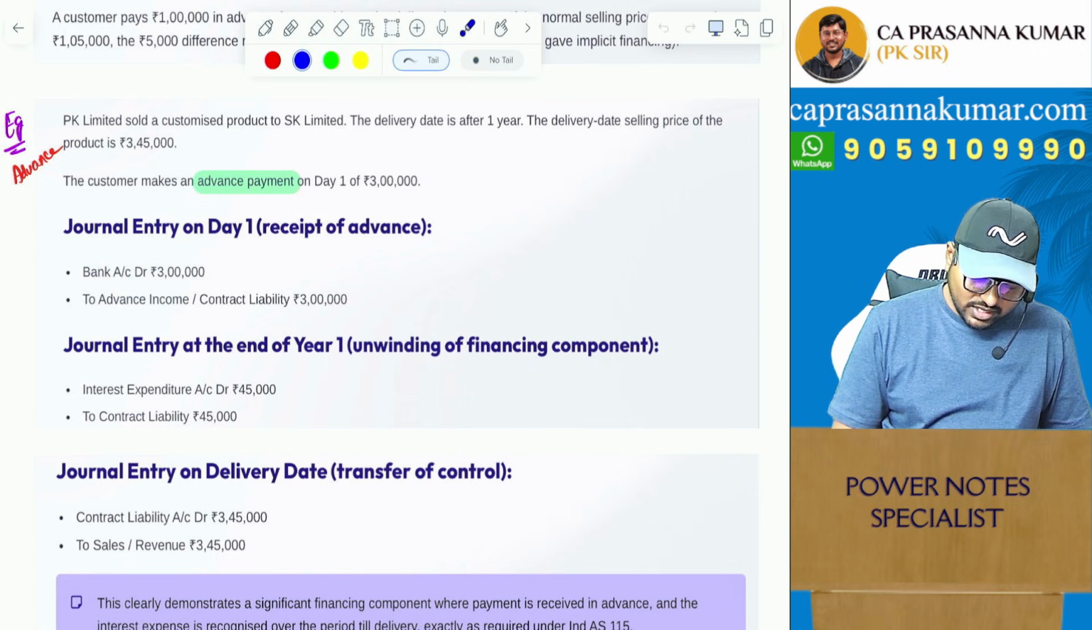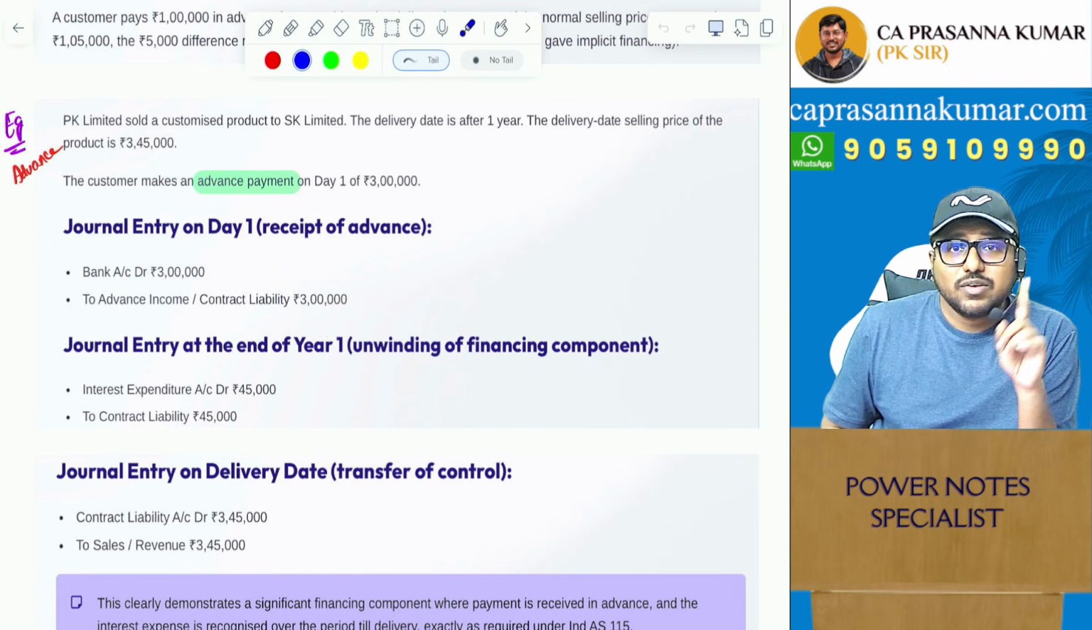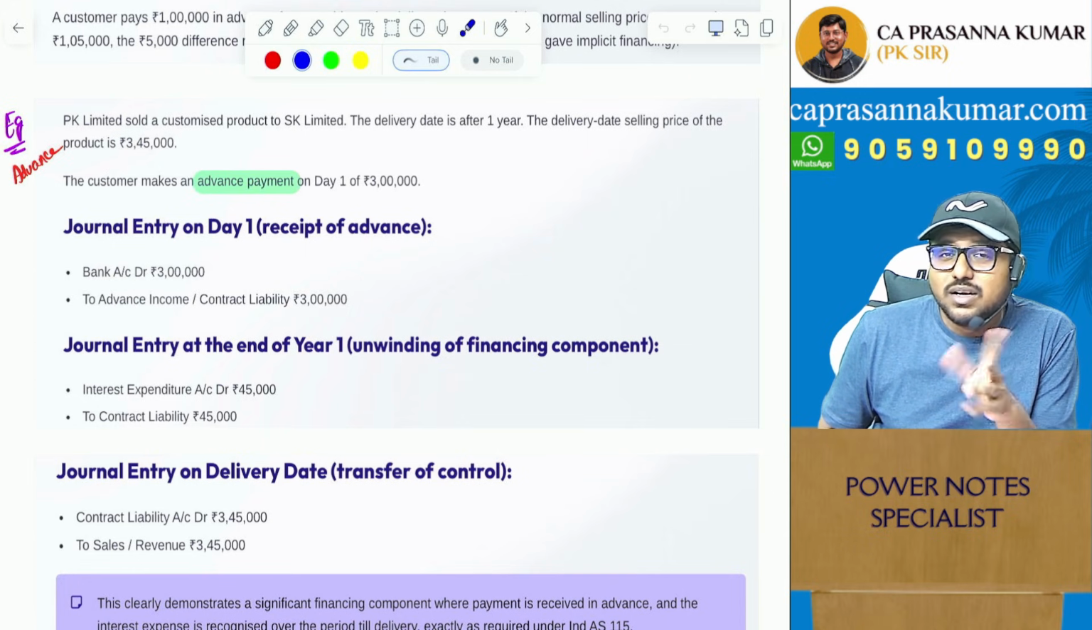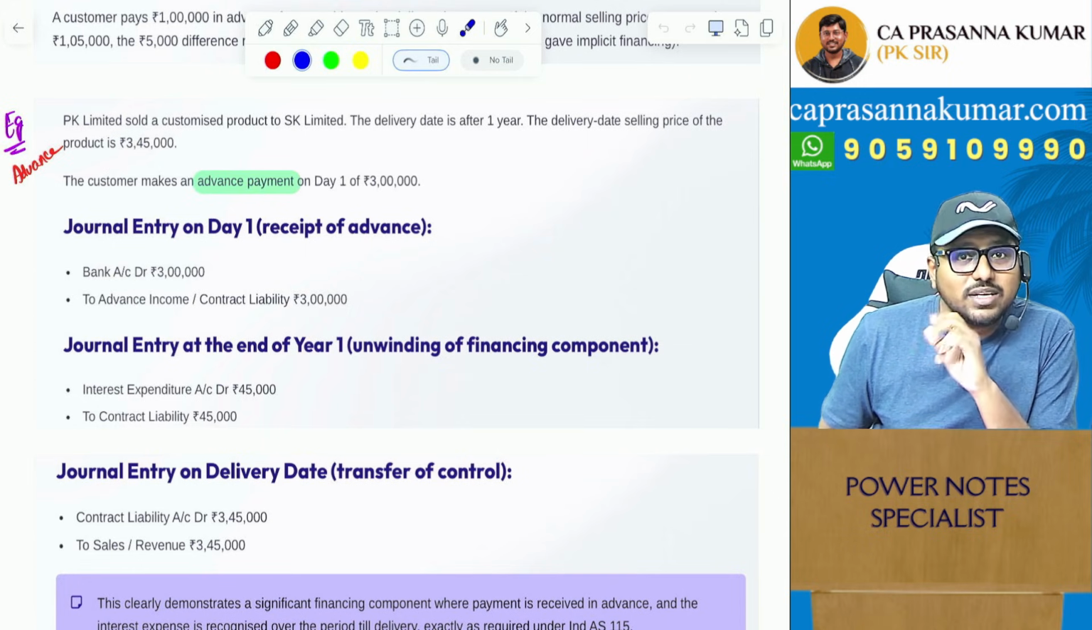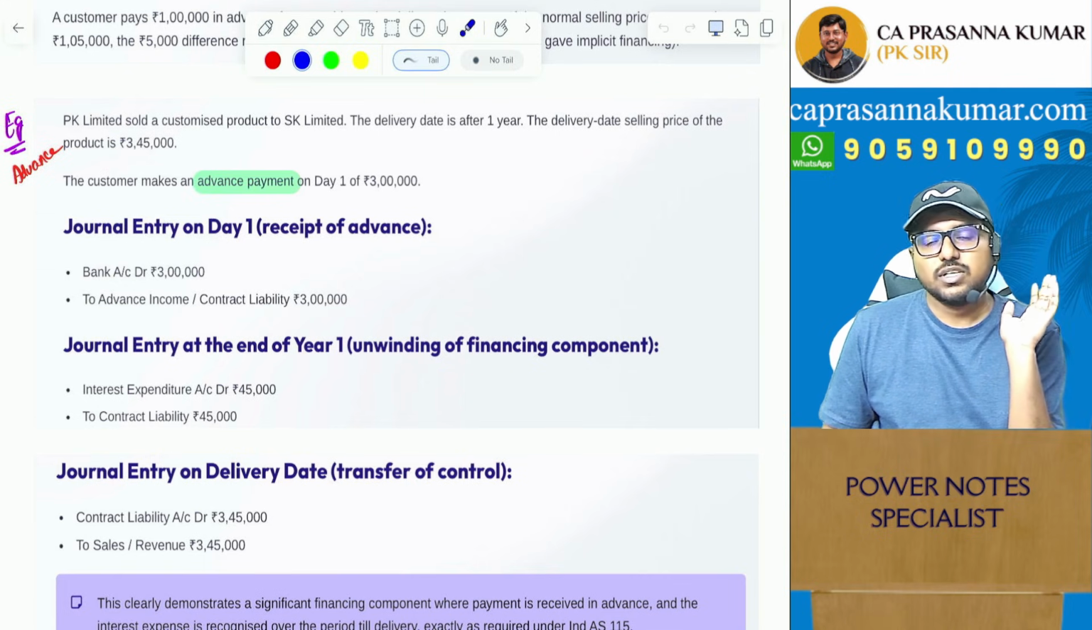Can I recognize this as revenue on day 1 itself? No, no, no. To recognize revenue at the beginning of Ind AS 115, what did I say? Transfer of control should happen. When is the transfer of control going to happen? After 1 year, which means now can I recognize the revenue? No. So treat it as a liability, advance income or contract liability.